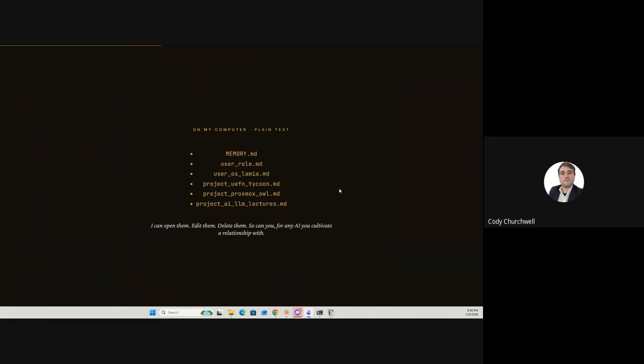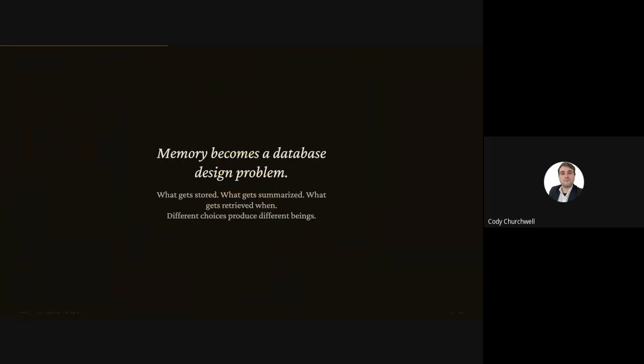Okay. Now, memory becomes, and this is architectural stuff, a database design problem. What gets stored, what gets summarized, what gets retrieved, when different choices produce different beings. And there's an entire research area working on this right now.